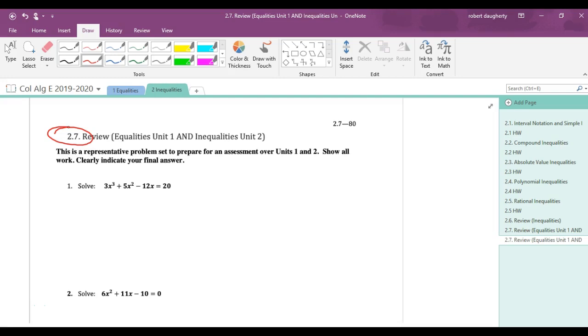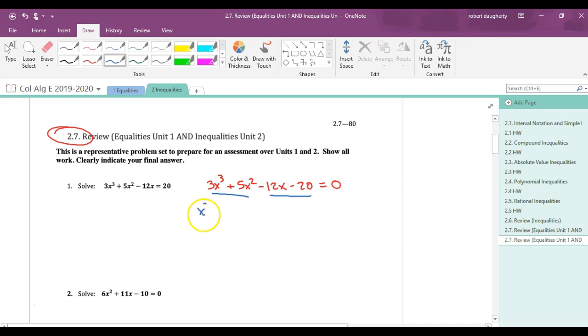So solving equations. If they don't have square roots or fractions, I just want to set them equal to 0. So 3x cubed plus 5x squared minus 12x minus 20 equals 0. How do I factor? Is there a common factor? I don't see a common factor. My next question, I see 4 terms. The only thing I ever learned how to do with 4 terms was factor by grouping.